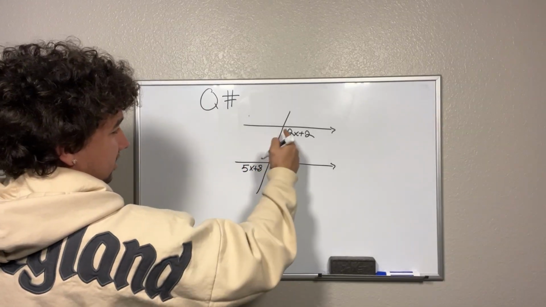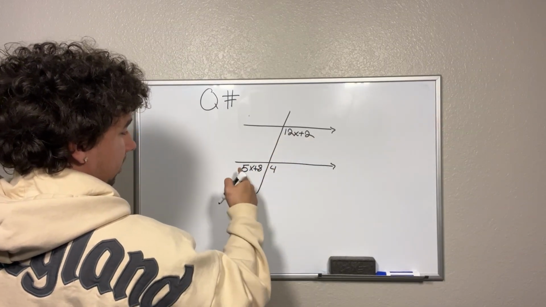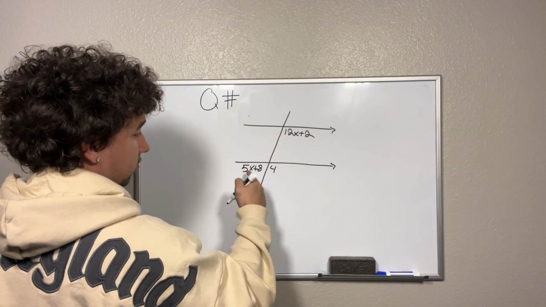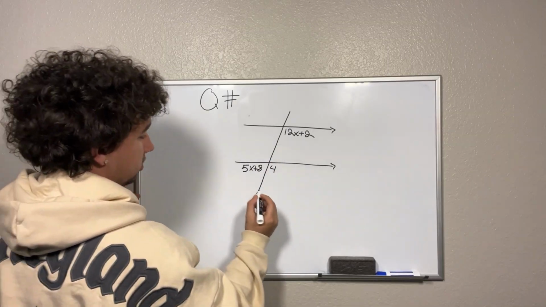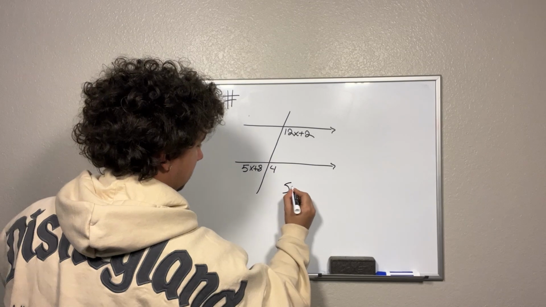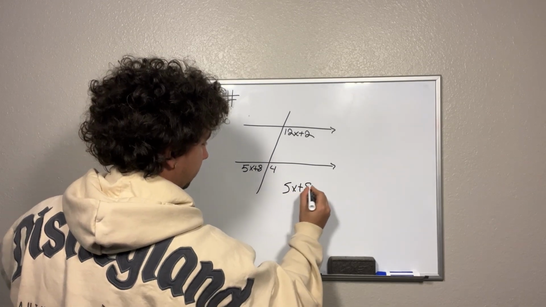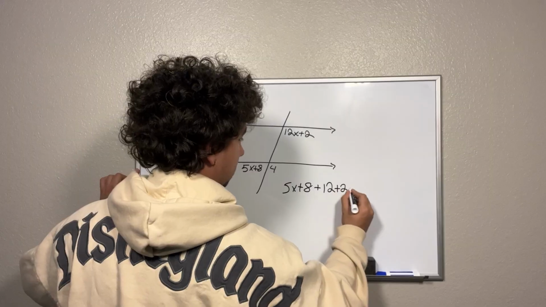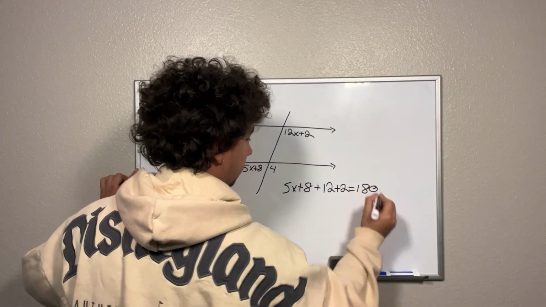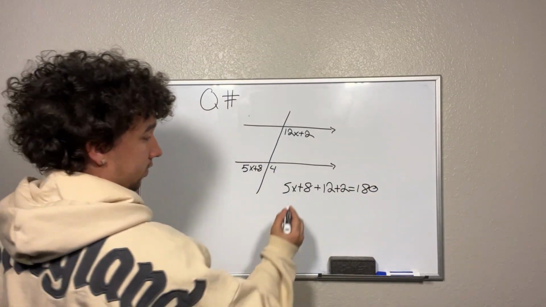So in that case, if 12x plus 2 is equal to angle 4 and 5x plus 8 is equal to 180 between these two, then these must also equal 180. So what I'm gonna do is I'm gonna set that up. 5x plus 8 plus 12x plus 2 is equal to 180. From here, I'm just gonna solve.